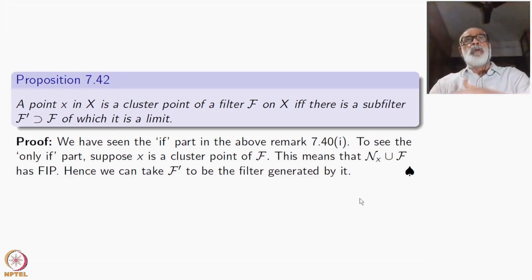Namely, you now take all the sets which are supersets of some members of that. Okay, that will be our F prime. I have to produce one F prime. Okay, there exists some filter. There may be many more, no problem.